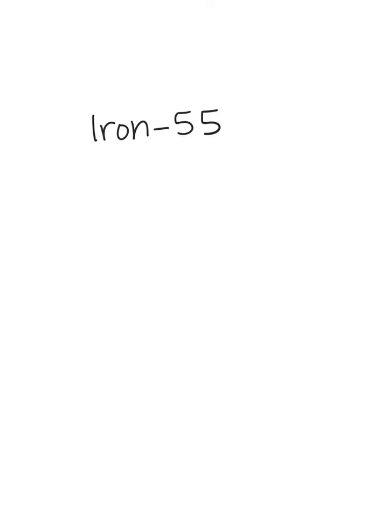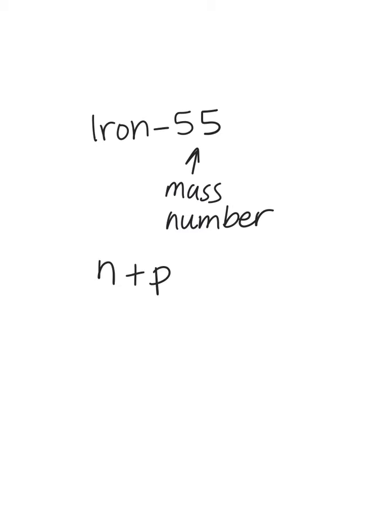So to figure out the number of neutrons, we'll once again have iron-55. 55, as you'll recall, is the mass number. And the mass number is the number of protons plus the neutrons. So the mass number is the protons plus the neutrons. So I have my P plus N equals 55.